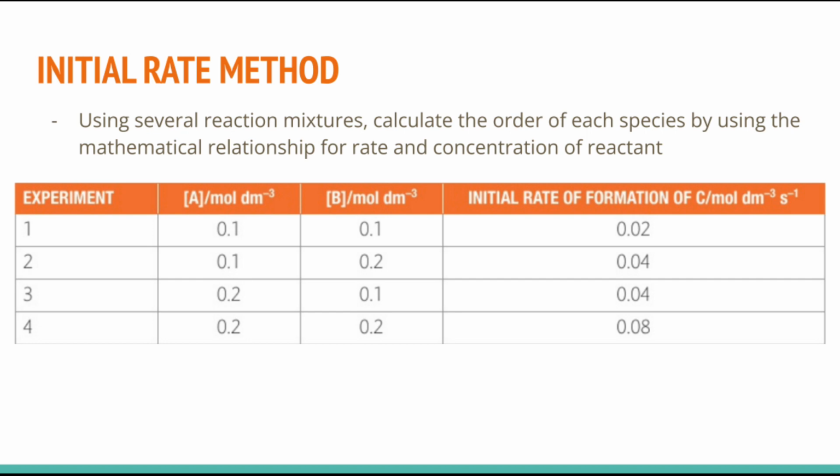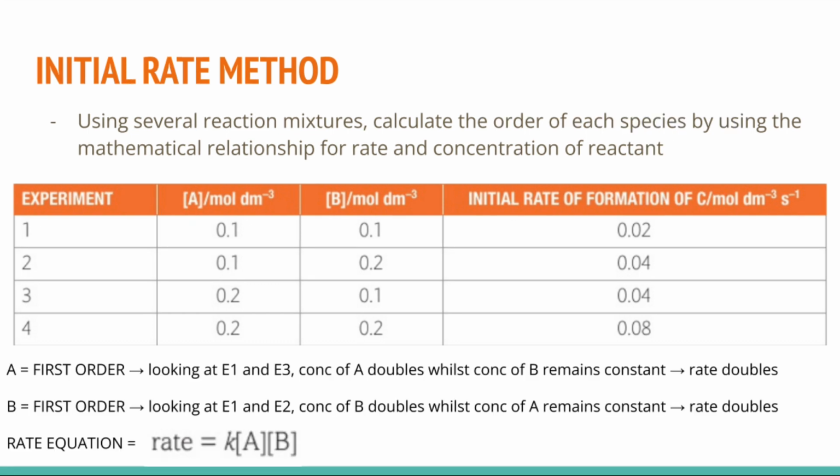How about the initial rate method? The initial rate method uses several reaction mixtures and it basically calculates the order of each species by using a mathematical relationship for rate and the concentration of reactants. In this table, you can see the different experiments that represent the different reaction mixtures. However, the difference in the reaction mixtures is just the concentration of each species, as each reaction mixture has the same reaction species. And we can see its effect on the rate of formation of C, which is the product in this case. I want you guys to figure out what A and B orders are, and then from this determine what the rate equation is.